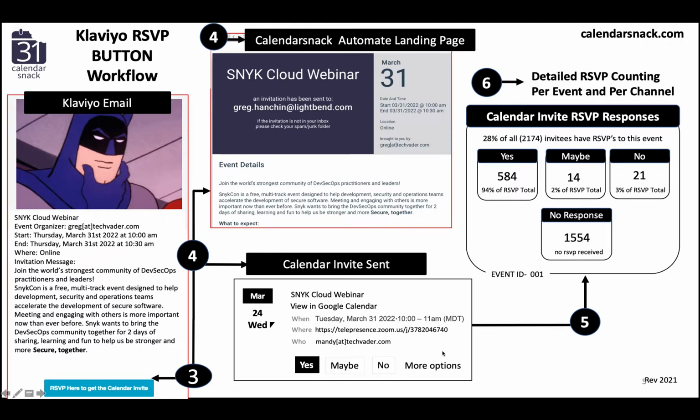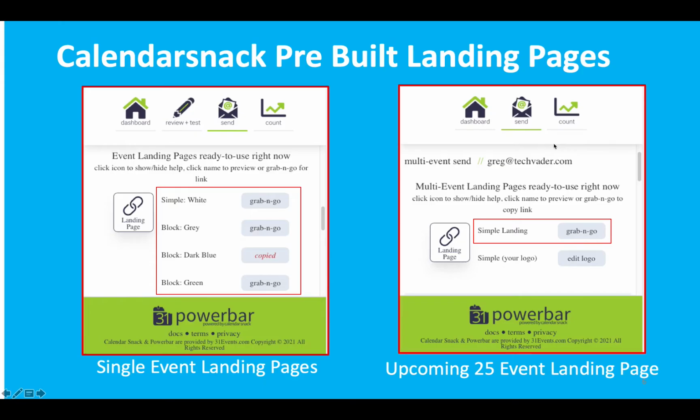So in this case here on workflow, when someone clicks this particular button here, they're sent to a very detailed landing page which we auto-generate for you, or you can use your own landing page, but we think ours is pretty nice and it's easy to use. They're sent a calendar invite, and then we track the data on the back.